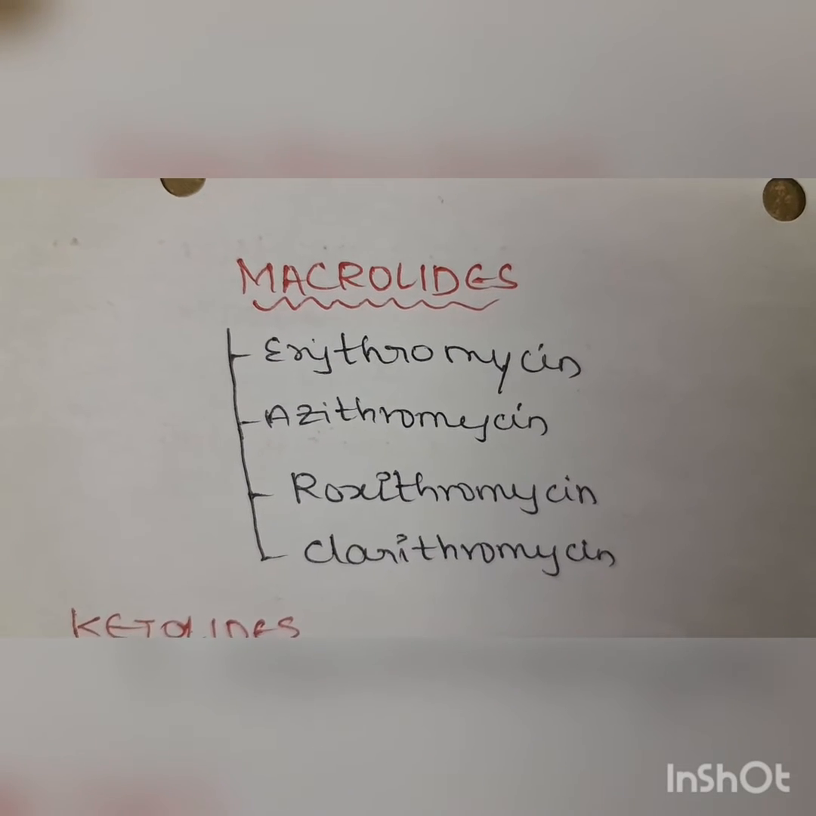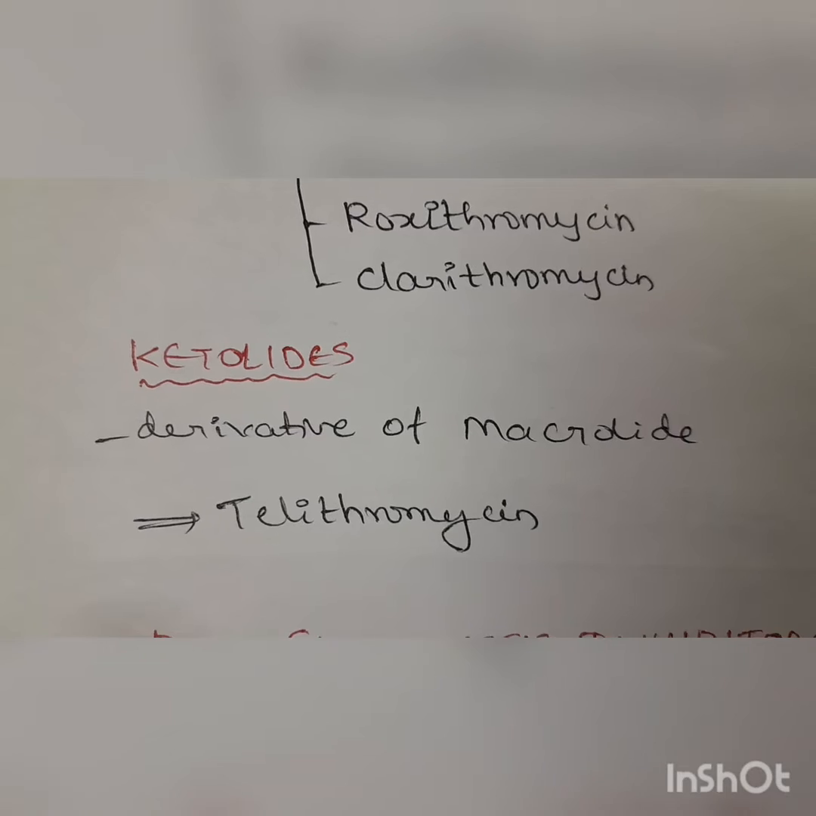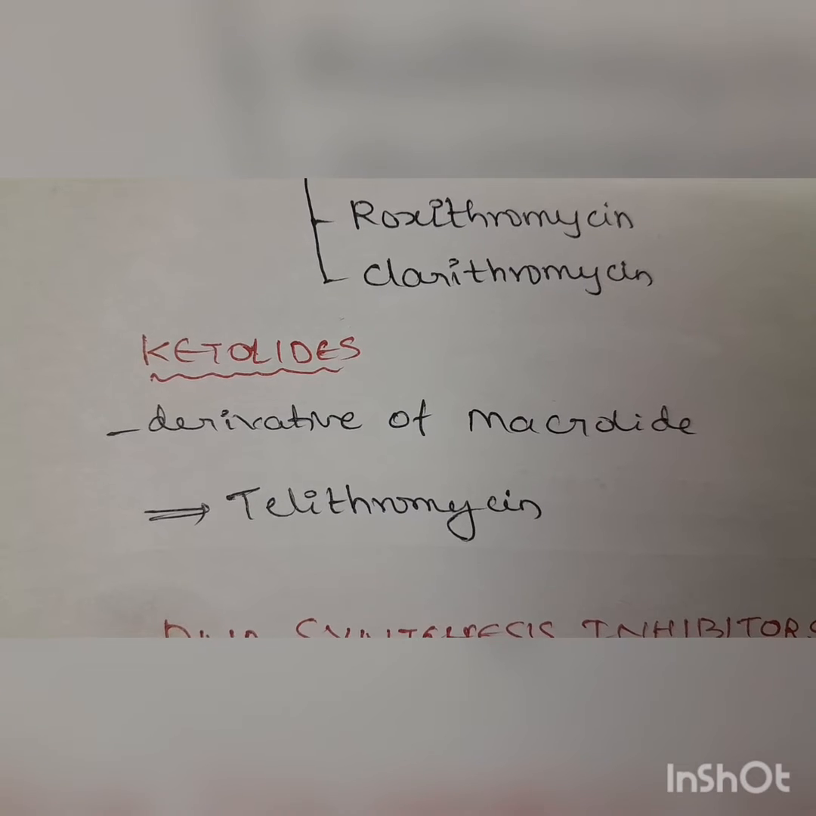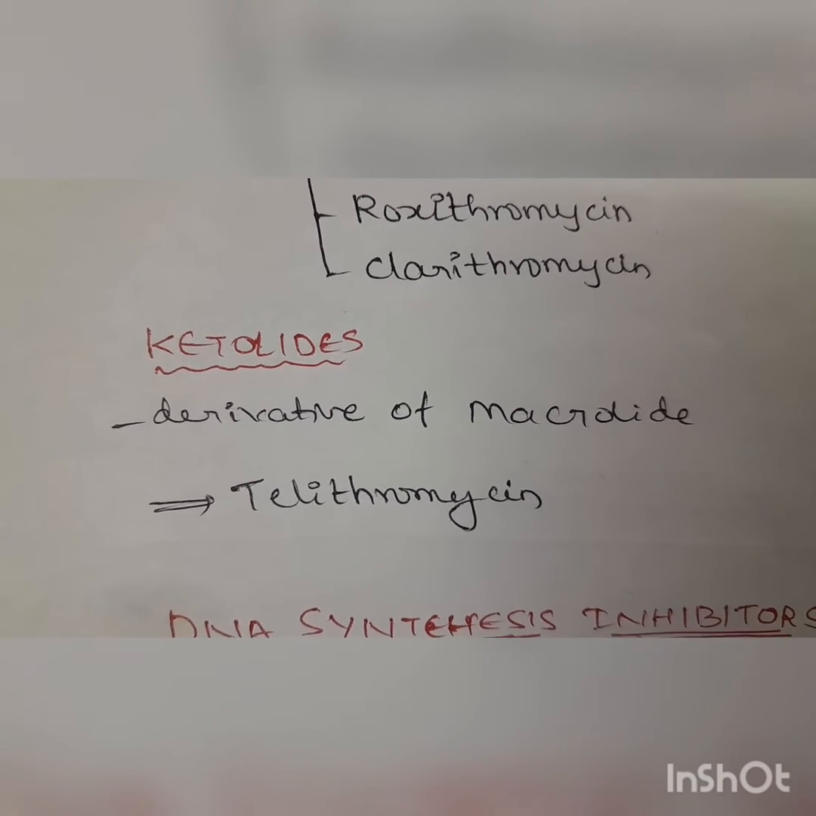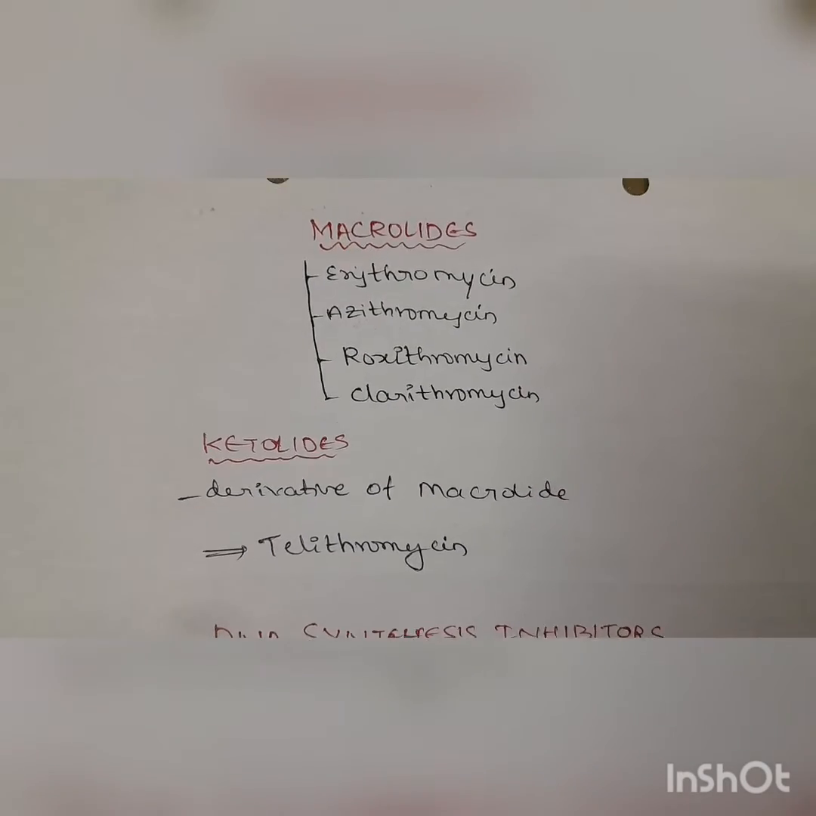Macrolides include erythromycin, azithromycin, roxithromycin, clarithromycin. Ketolides are the derivatives of macrolides. They include telithromycin. Generally, macrolides and ketolides have "thromycin" in their end.